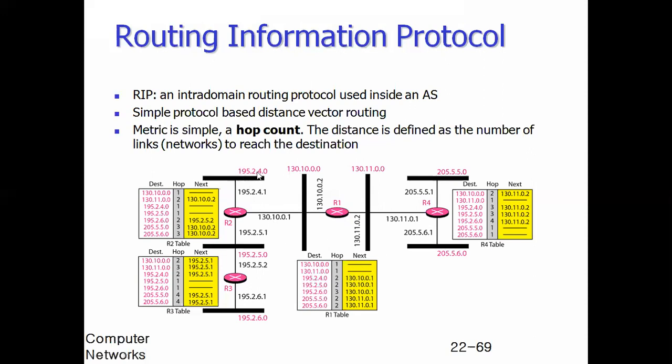Now 195.2.4.0 is connected through R2. So the next node is the R2 IP address 130.10.0.1, and the hop count is 2 because it needs to cross 2 networks to reach the destination. So hop count is 2. Similarly, in the RIP protocol, each router maintains this routing table so that your packet can be transmitted to another network. Okay, so wait a minute. First, I will note down.